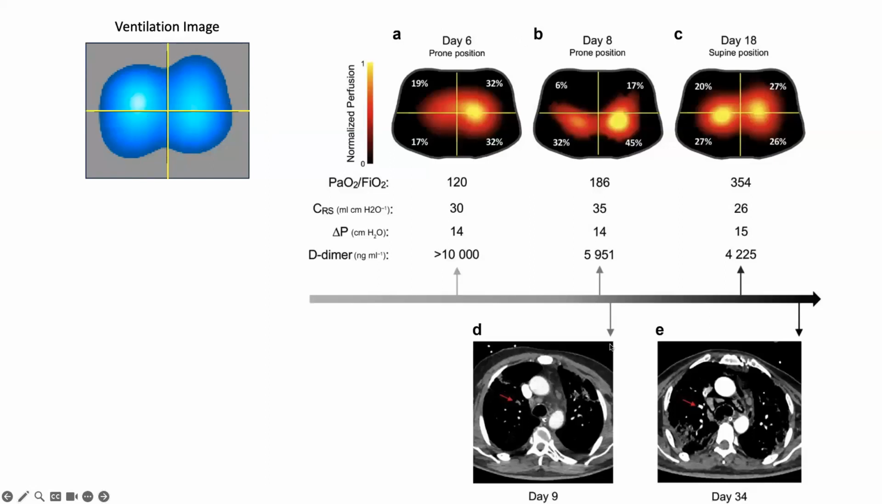On the following day, day 9, this patient was assessed with a CTPA, and as you can see, this image is suggesting a filling defect in the right lobe. Then, after thrombolytics, at day 18, the patient improved oxygenation, and perfusion distribution now suggests a regular perfusion distribution in the right and left lung, and a second CTPA agrees, showing regular perfusion distribution.